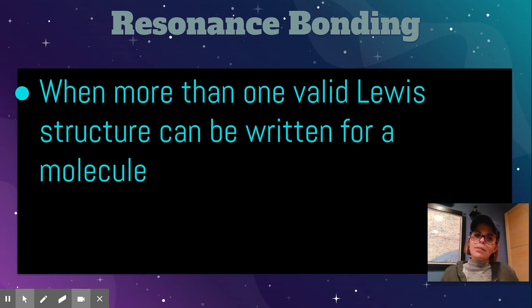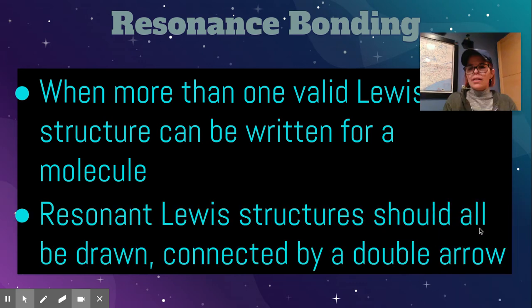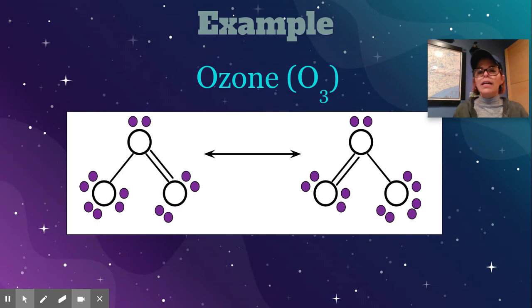It is possible that there's more than one valid Lewis structure for certain molecules, and in that circumstance, we would say that they're in resonance. So let me see if I can move this around. Resonant Lewis structures should all be drawn connected by a double arrow. Here's an example. Ozone: normally oxygen is O2, but it is possible for there to be this molecule that's called O3. And what we notice with O3 is that there's this resonance that goes back and forth.